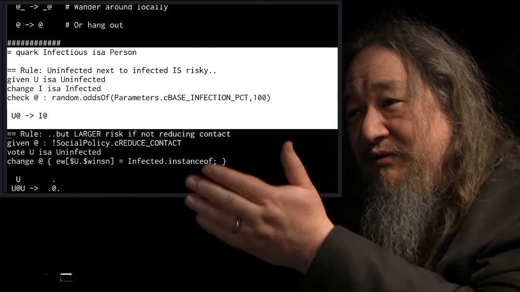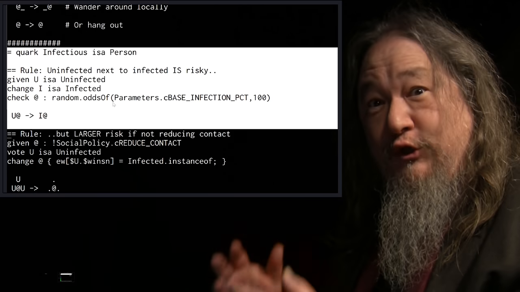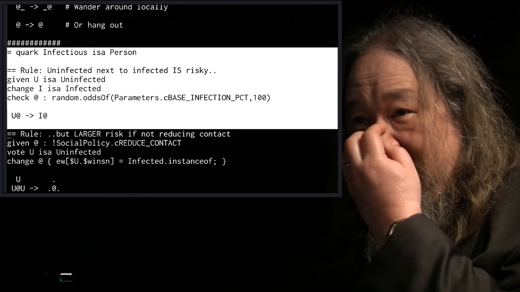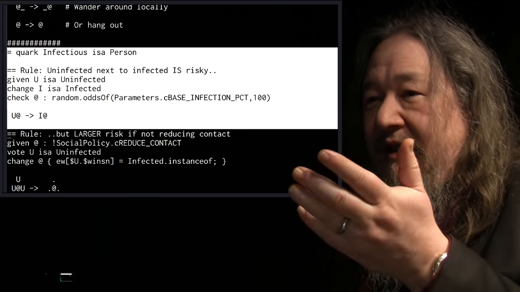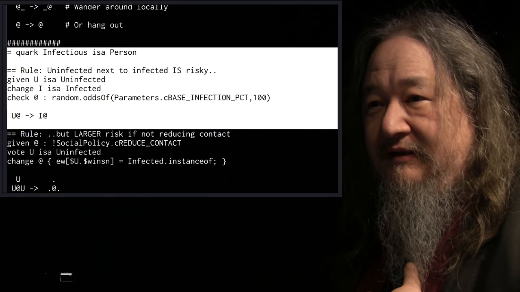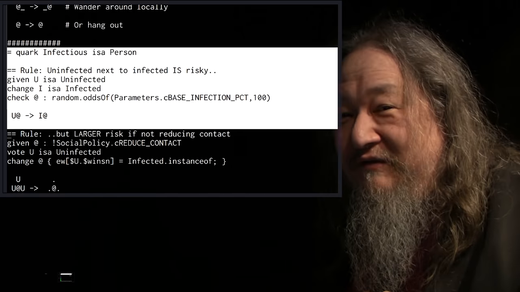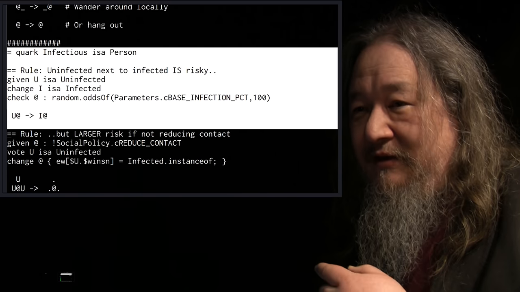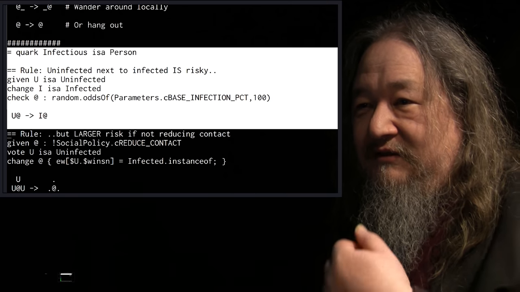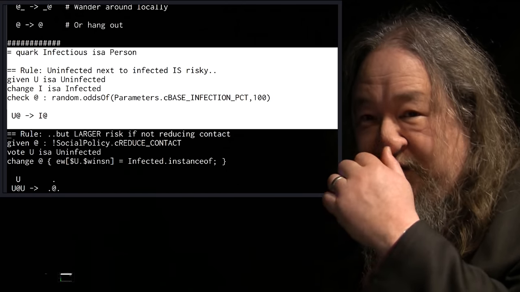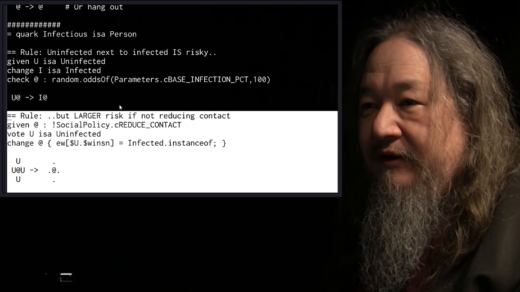Now, the base infection percent for my model that I settled on is the correct one, of course, 42%. If we get to this rule and there's an uninfected guy next to us, then we become infected. I'm sorry, I got that backwards. Look at that. If we are an infected person, we're the Typhoid Mary guy. If we're infected and there's an uninfected guy next to us, we have a 42% chance of infecting him. But there's another rule.